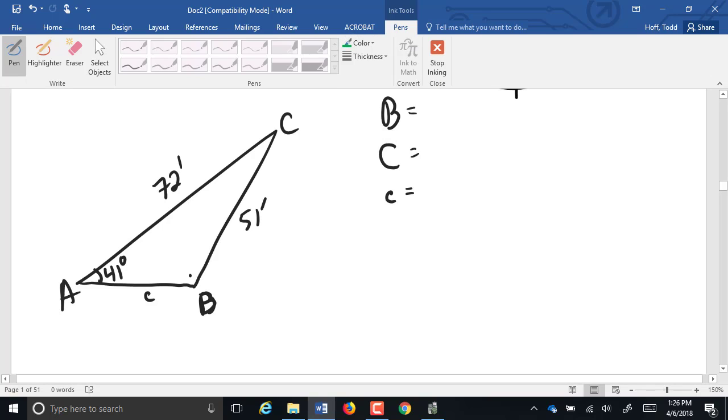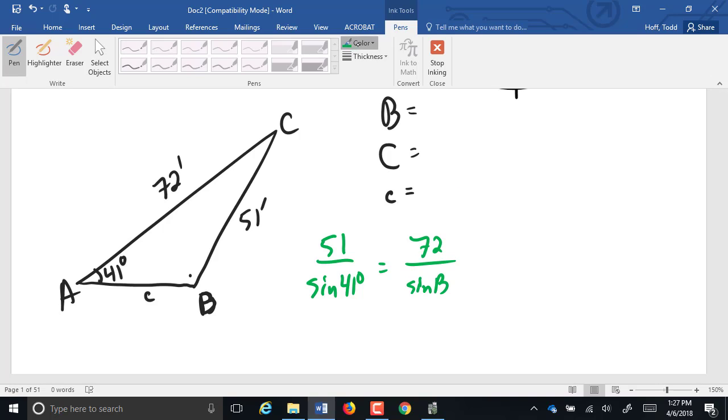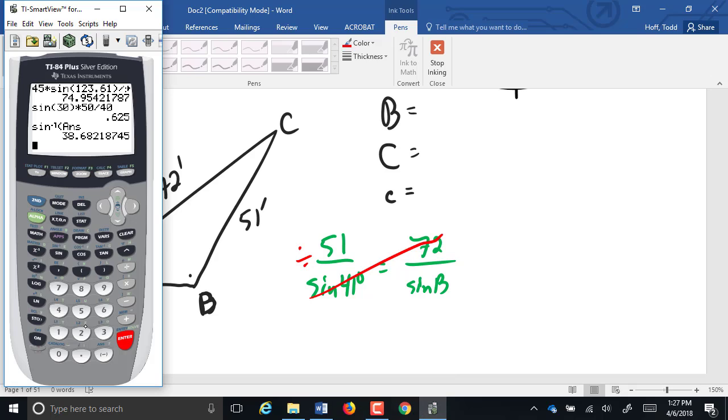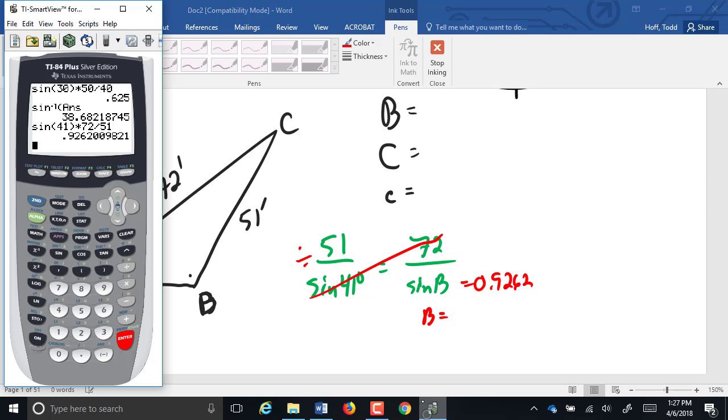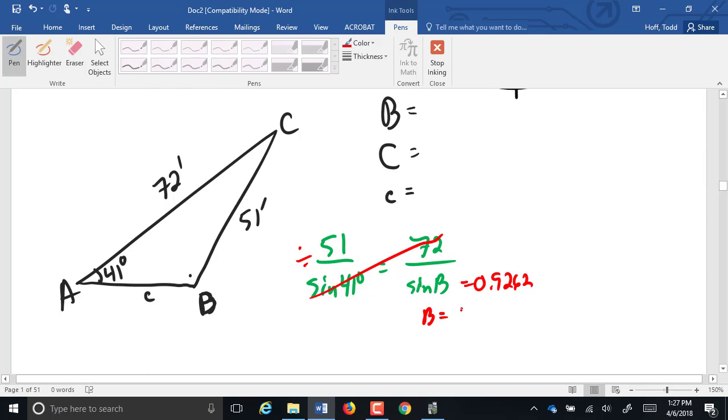Okay, so we have a side and its opposite angle, which would be what? 51 over the sine of 41. And then, of course, we got 72 over the sine of B. Cross multiply and divide. Sine of 41 times 72 divided by 51, 0.9262. We do the inverse sine. We get 67.85.